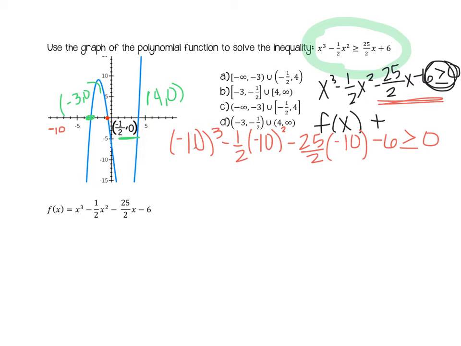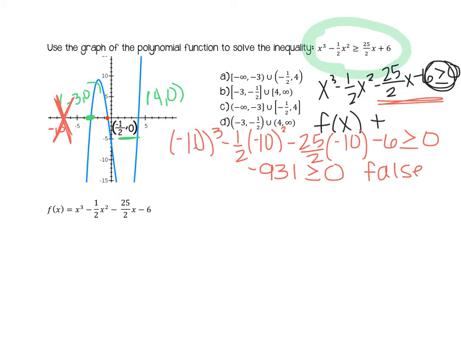I'm going to use my calculator to simplify all of this down as much as I can. For the sake of time, I'm not going to do that part for you. If you have questions about that, come see me. So I end up getting negative 931 is greater than or equal to 0, which is a false statement. That tells me that my answers cannot lie in this region right here.